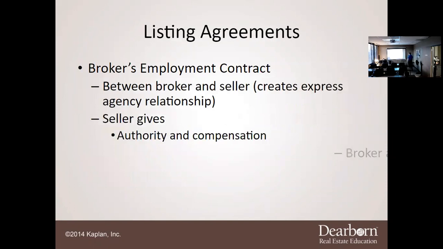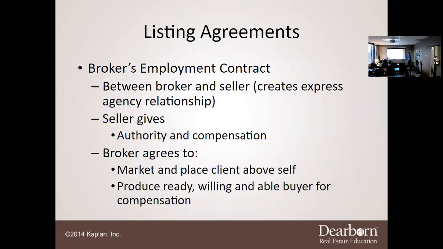So listing agreements, put it all up here real quick. Listing agreements, this is basically your employment contract. If I go out and I meet with Mr. Colton tonight and he wants me to list his property, it's between me and Colton. And it creates what's called an express agency. Express is what I'm doing right now. Telling you. Either verbally or I write it out, I'm expressing myself. That's express.